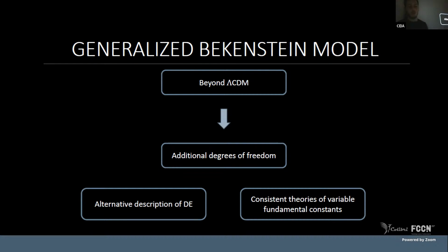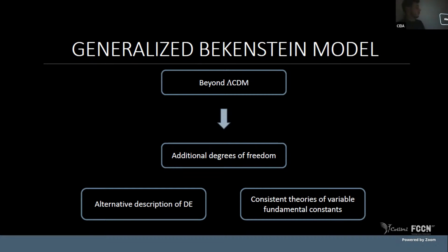So what we do in simple terms is we add additional degrees of freedom. So we let the theory vary in different ways. So we introduce scalar fields. Okay, it's just a fancy name to say that we let it have additional degrees of freedom. And that has some consequences. So for example, we can have alternative descriptions of dark energy. Dark energy is described by a constant in lambda CDM. And some of these models that have this feature can have dark energy that varies, is not a constant.